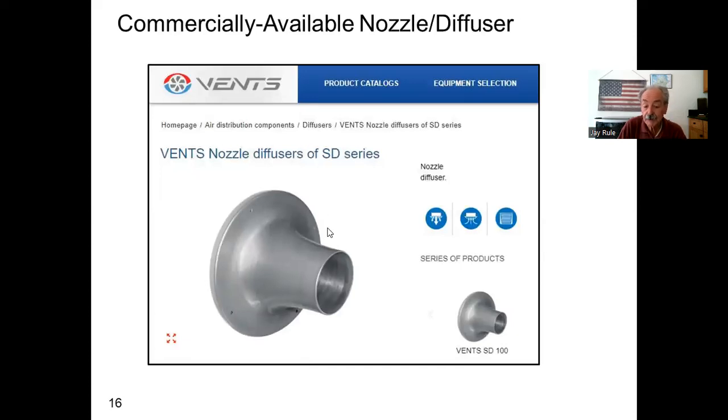This little picture I've been showing is a commercially available piece of equipment. You can order up a nozzle and treat it, and you can use it either as a nozzle or a diffuser. It's just a matter of which way you install it. You can order it from a supplier.